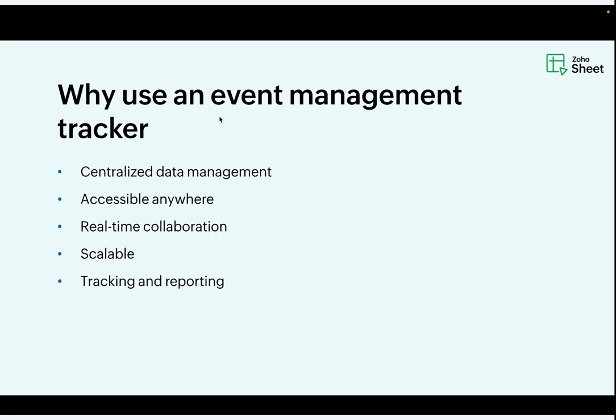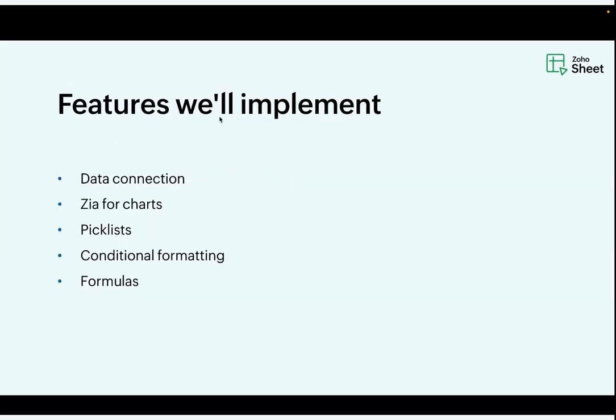With real-time collaboration, teams can work together on the same sheet, ensuring everyone stays updated on the latest changes and progress. Whether it's a small workshop or a large conference, the tracker can easily be tailored to match your event scale and requirements. And with built-in formulas, conditional formatting, and charts, you can automatically track registrations, budgets, and timelines, helping you make quick, data-driven decisions. Use data connection, ZIA, simple formulas, conditional formatting, and pick list to build this tracker. Now let's move to the demo.